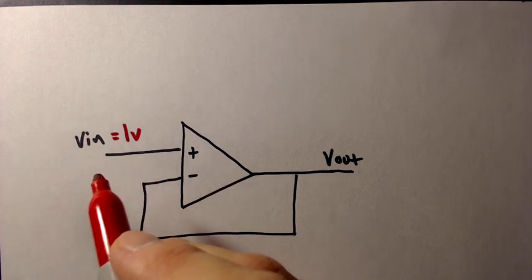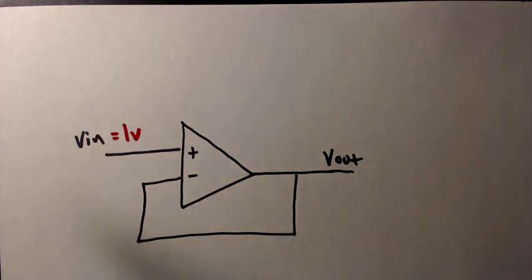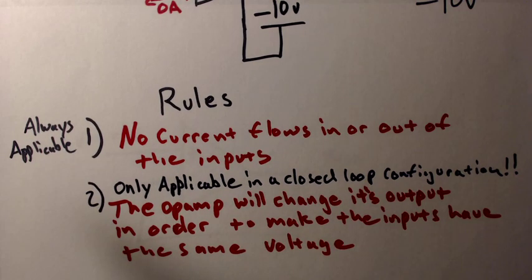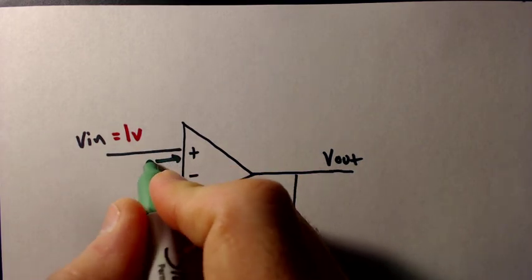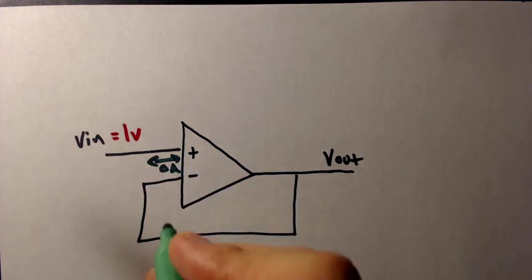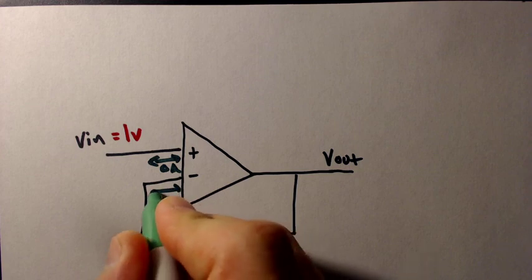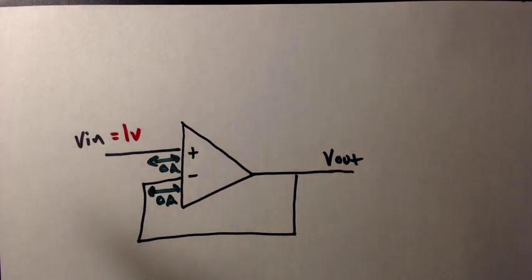Well, let's go through our rules and see if anything helps us here. All right, rule number 1, no current flows in or out of the inputs. All right, what does that mean? Well, no current in or out of both of the inputs. That's kind of cool. But that didn't really help us to figure out what V out is.